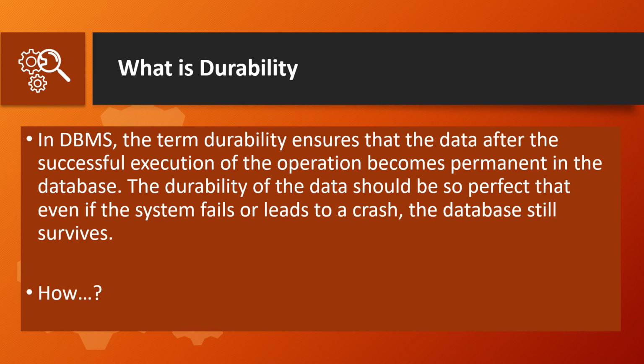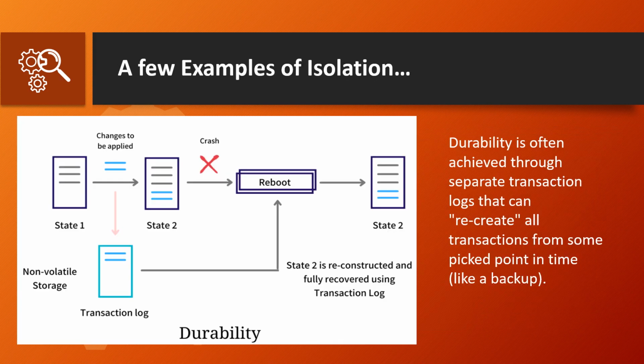The durability of the data should be so perfect that even if the system fails or crashes, the database still survives. If the server gets burned because of some electricity reason, or some cyclone comes and destroys every physical system, the database still needs to survive. Your account amount should not be affected by any physical environment or geographical reasons. So the question arises how this happens. Let's take a look at the algorithm, how it works.